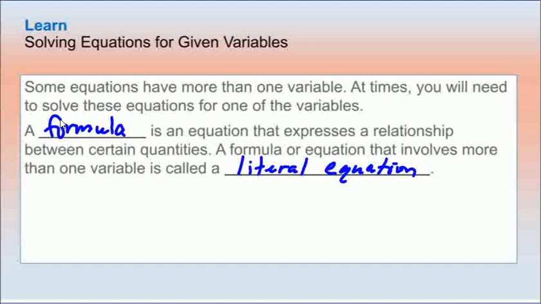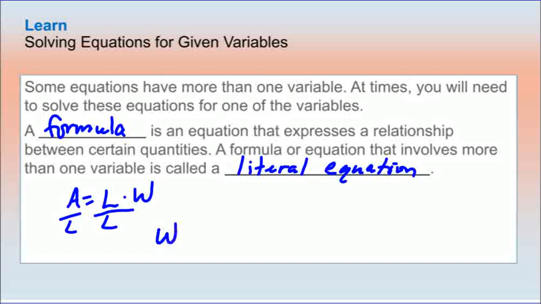So a common formula would be area of a rectangle. Area equals length times width. If I want to solve for W, I would just divide by L on both sides, and the width would equal the area divided by the length. I just rearranged this formula, or solved for a specific variable in my formula. That is what we're doing in this first part of our lesson.